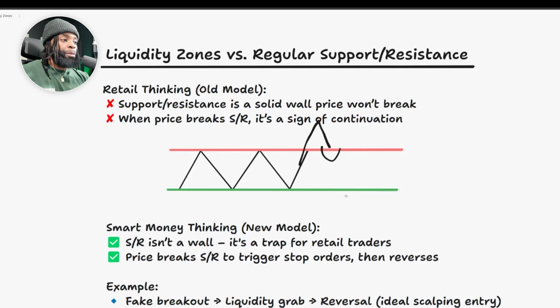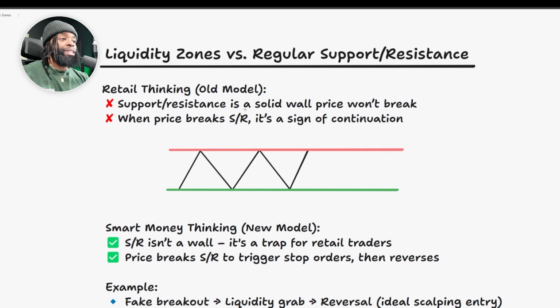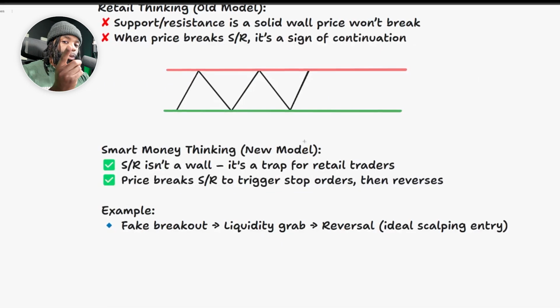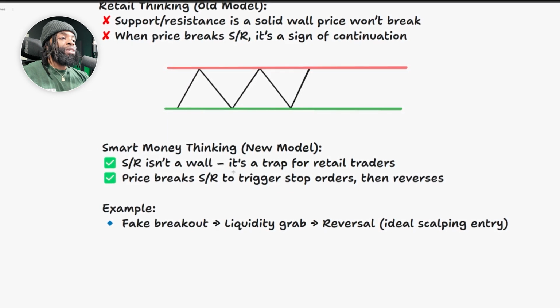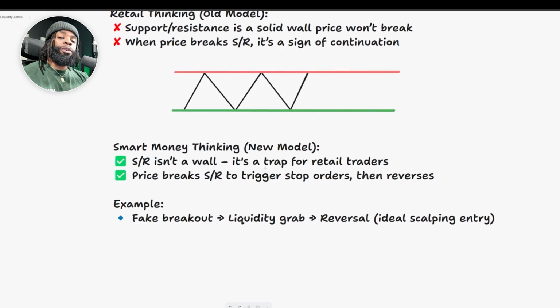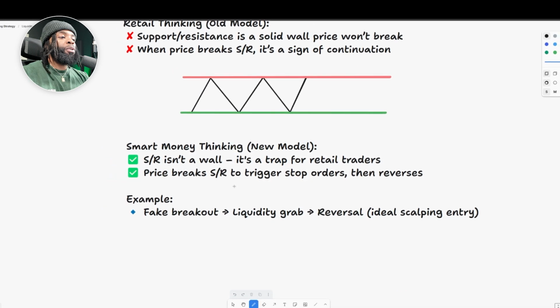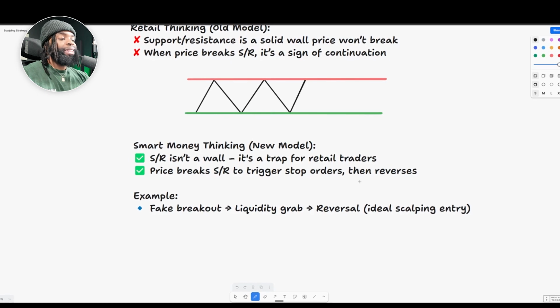That doesn't really matter to us. So we're not even going to pay attention to support and resistance like that as far as breakout retest. We're only going to look at this exactly how it says: a solid wall, price won't break. We're smarter than that. We're going to use support and resistance not as a wall, but as a trap for retail traders. And we're going to think vice versa. Price breaks support and resistance to trigger stop orders, then reverses.